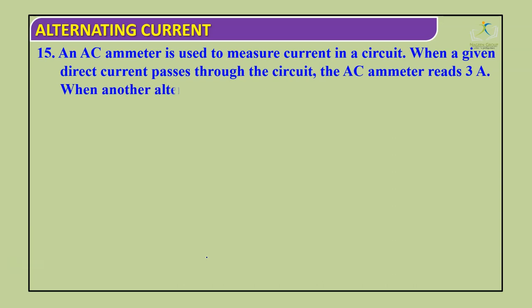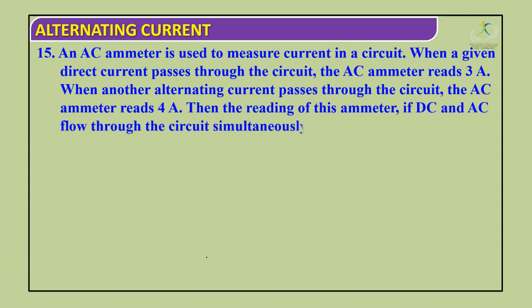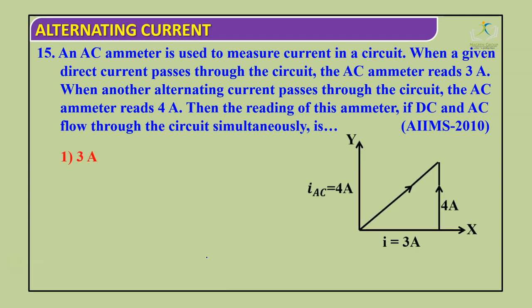Next question we have: an AC ammeter is used to measure current in the circuit. When a given direct current passes through the circuit, an AC ammeter reads 3 ampere. When another alternating current passes through the circuit, the AC ammeter reads 4 ampere. Then the reading of this ammeter, if DC and AC flow through the circuit simultaneously, is: 3 ampere, 4 ampere, 7 ampere, or 5 ampere.